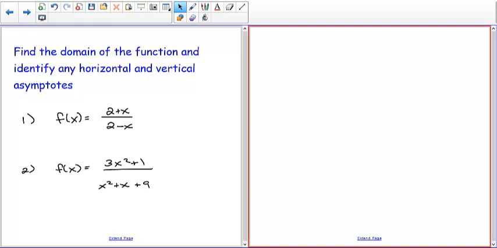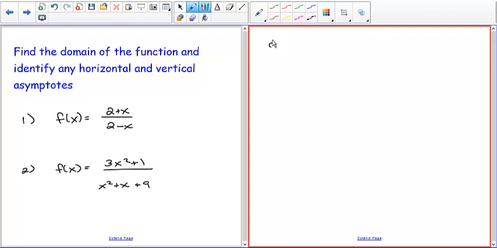Okay, we're on the rational function homework. So the first thing we need to do is find the domain of the rational function and identify any horizontal or vertical asymptotes. So as far as the domain is concerned, the main thing that you have to look at is the denominator. Are there any values of x where the denominator goes to 0?